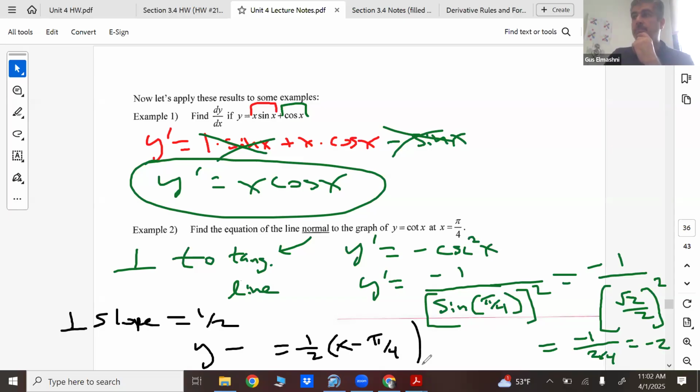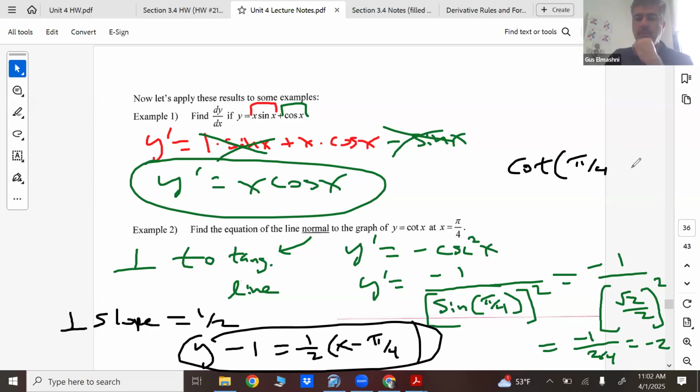What's the cotangent of pi over 4? You guys remember that? 1. Yep. Remember, cotangent of pi over 4, that'll be your y1 in the point slope form. So that should be pretty straightforward. Very mechanical again. Take the derivative, use unit circle knowledge, get your slope. But it's normal, so do the negative reciprocal, and then do point slope form. And in order to get the y coordinate that goes with x equals pi over 4, plug it back into the original equation, using unit circle knowledge again to get that.